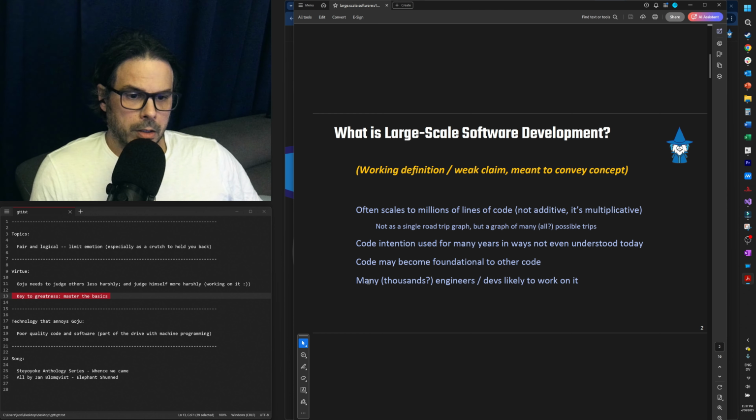And then the final piece to help us understand what we mean by large-scale software development is that many, maybe thousands, maybe more, engineers and developers are likely to work on it. So it's not just a piece of software you're writing for you and your buddy. You're designing something with the anticipation that the whole world is going to eventually rely on this. So how do you do that?